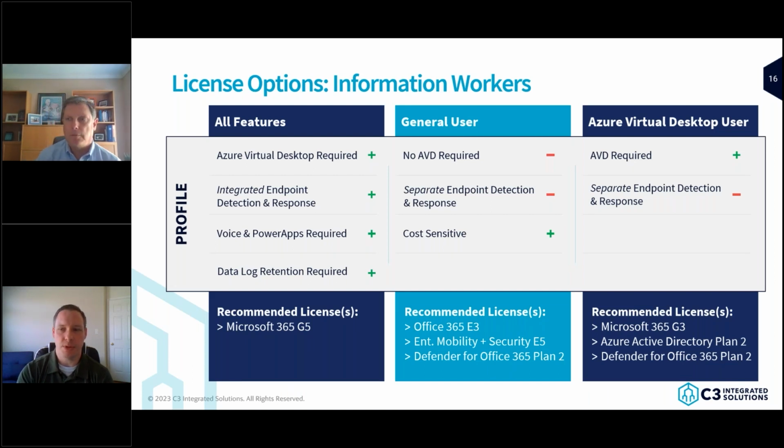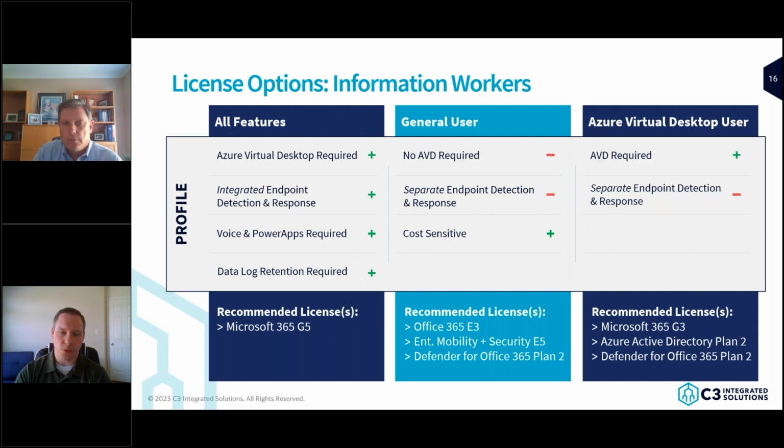So we have different options, right? We talk about our information workers. So these are, think of your standard employee, somebody who's working within the environment on a day in, day out basis. They're using the full productivity of the Office 365 suite. And we have a few different options. First one is an all features, meaning that they're going full in on the Microsoft stack. They might be using Azure Virtual Desktop. They may have an integrated EDR using Microsoft Defender for Endpoint. They're using Microsoft for Voice and Power Apps. They're using Microsoft's built-in log retention. And for these folks, the Microsoft G5 makes a lot of sense. It's an all-in-one license bundle that will cover all of these features.